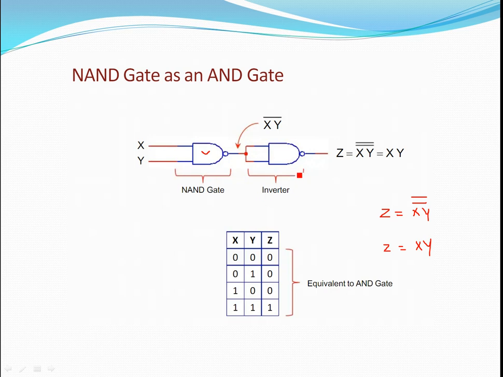So already you know how to design the inverter using a NAND gate. Just short both the inputs of a NAND gate, and connect the output of the first NAND gate to this shorted input. So here now the output Z equals XY double bar, that is nothing but XY. So this is the logical AND expression, and this is the truth table. It is now equivalent to an AND gate.